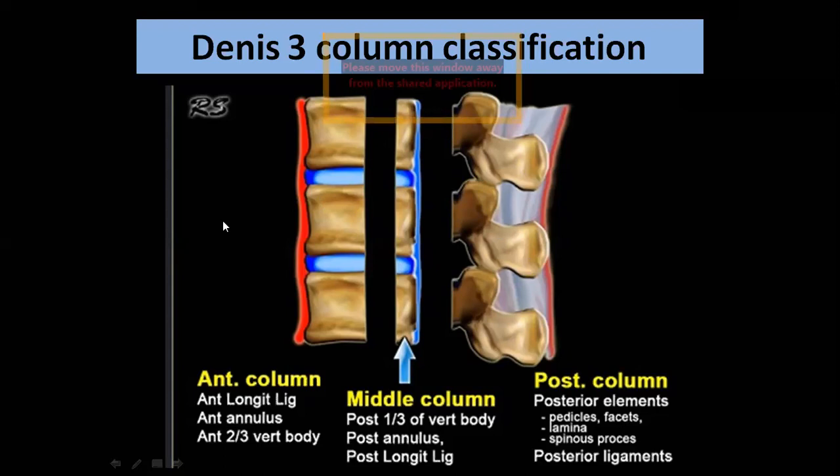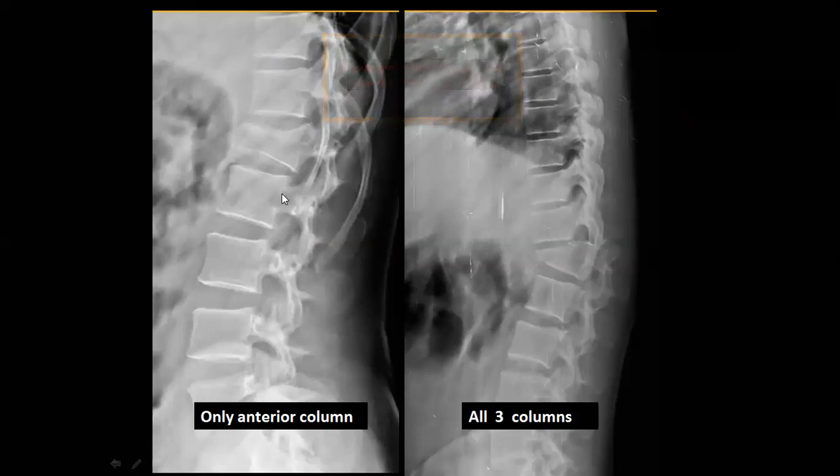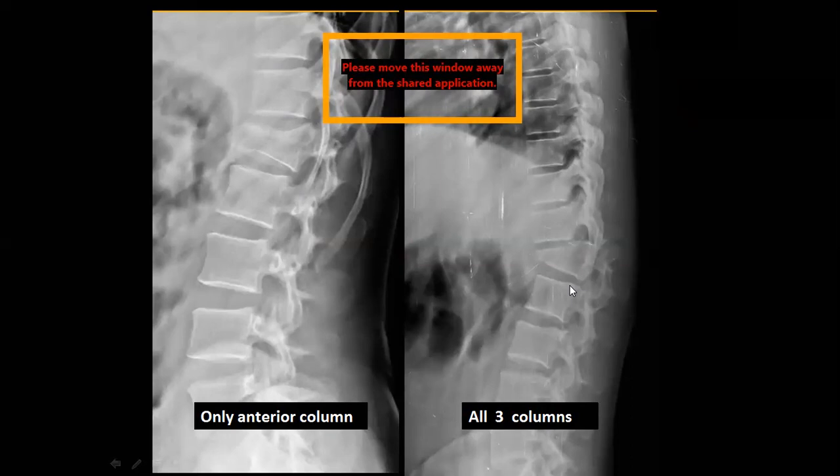Here, this is an L1 compression fracture. What is the anterior column? The anterior part of the vertebral body is the anterior column. It is fractured. The posterior part of the vertebral body, I don't think it is fractured. Can you see the height? This is the height of the posterior part of the body. The height is maintained, which means the middle column is intact. Here there is no widening of the spinous process. The spinous process is normal. That means the anterior column is fractured, while the middle and posterior columns are intact. It is a stable fracture. We can treat conservatively.